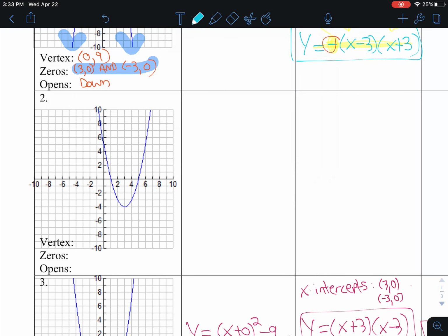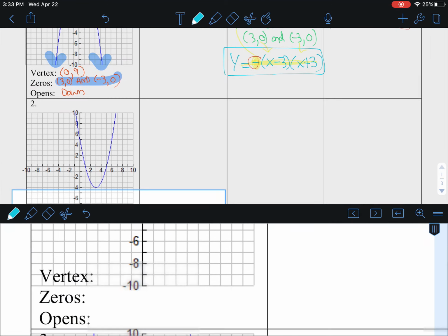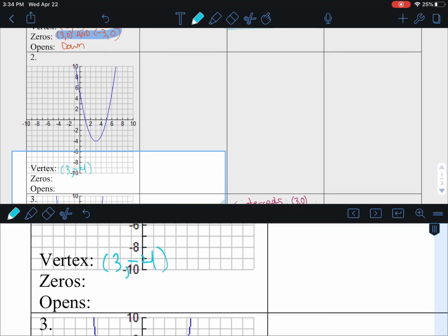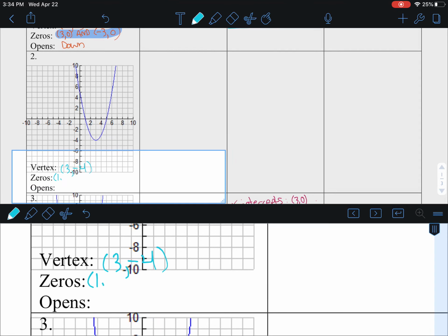Again, you're still going to have to do this on the homework, so please don't just keep this blank. You still need to copy this down. My vertex here is 3, negative 4. My zeros are going to be 1, 0, and 5, 0. And this one opens up.